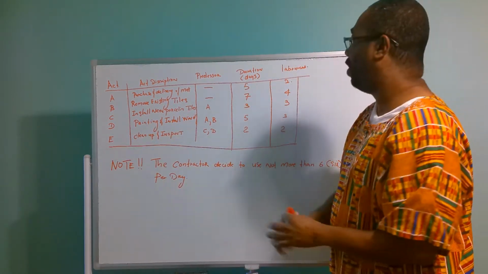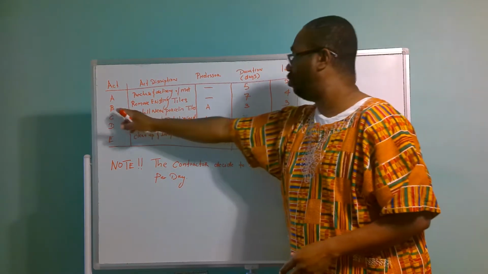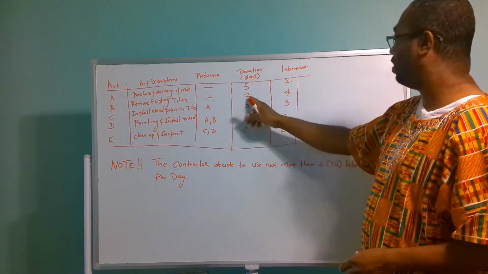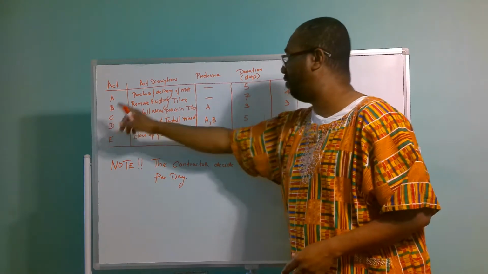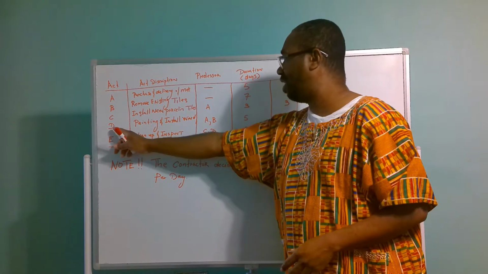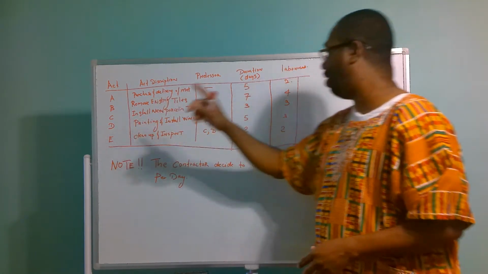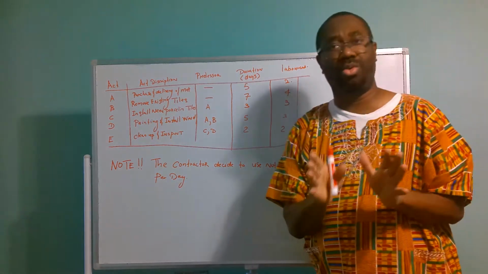Okay? So the duration for activity A is 5 days. The duration for activity B is 7 days. The duration for activity C is 3 days. The duration for activity D is 5 days. And the duration for activity E is 2 days.